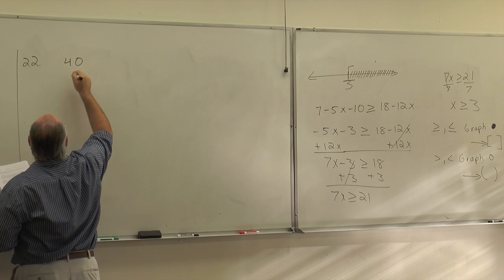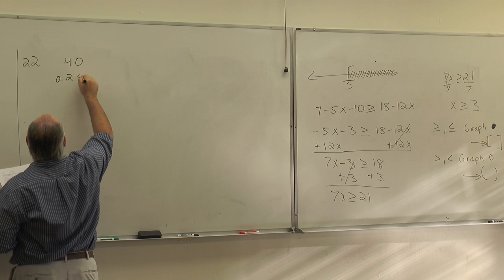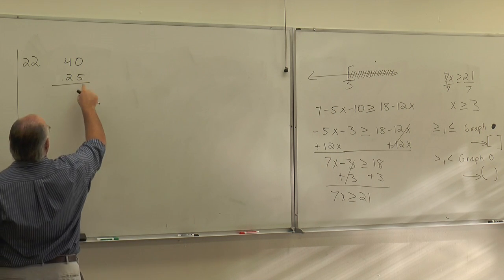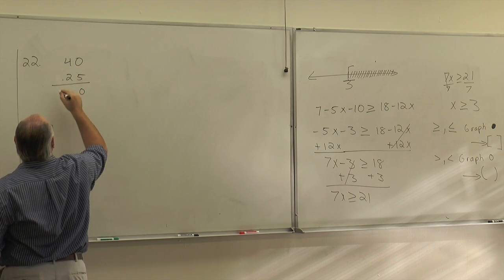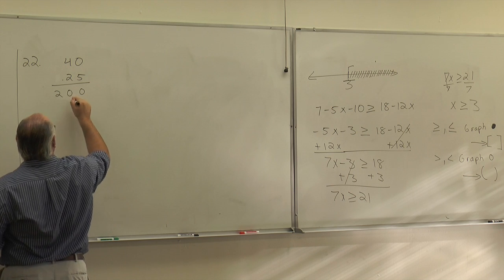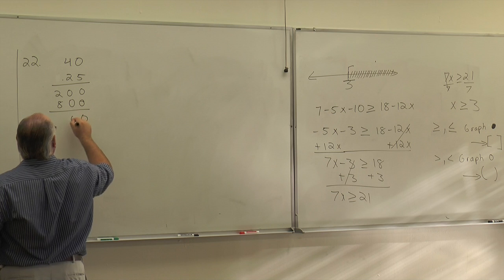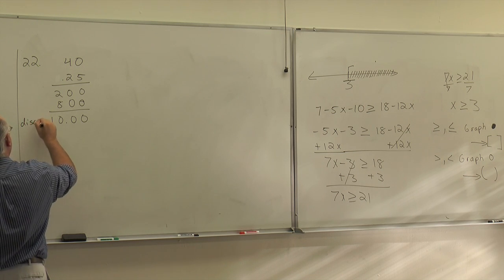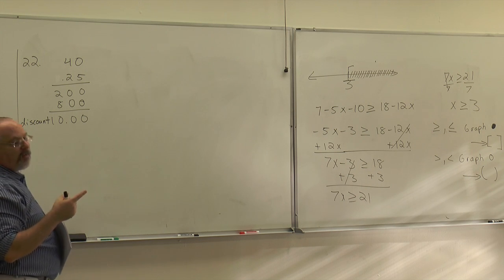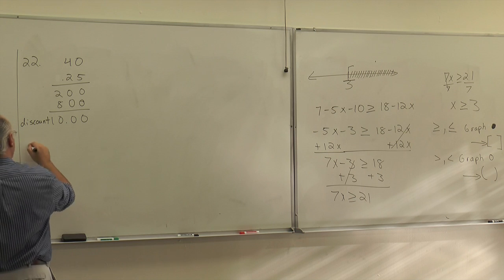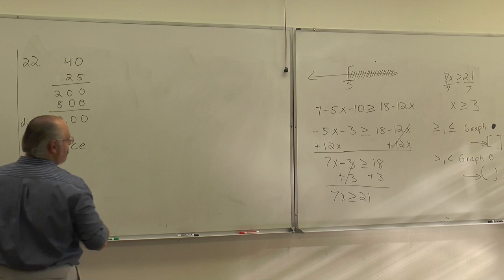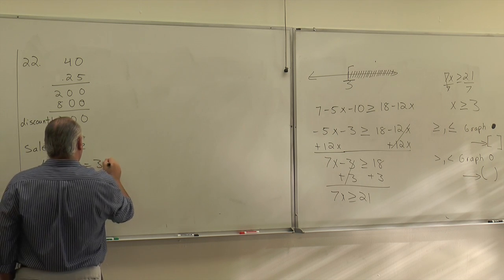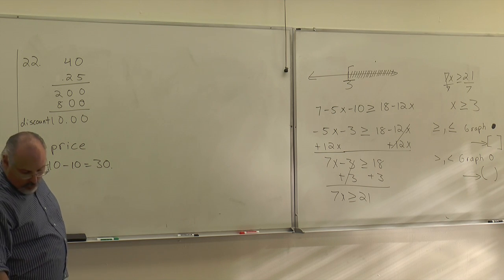25% off of 40, so that's 40 times 25% or 0.25. Make sure we don't need the 0. So when we do that, 5 times 0 is 0, 5 times 4 is 20, 0, 2 times 0 is 0, 2 times 4 is 8. So that's going to be 10 with 2 decimal places. This is the discount. So if the discount was $10, what was the sale price? How do I determine the sale price? It's what it was, 40 minus the discount of 10 is $30. So he paid $30 for the shoes.